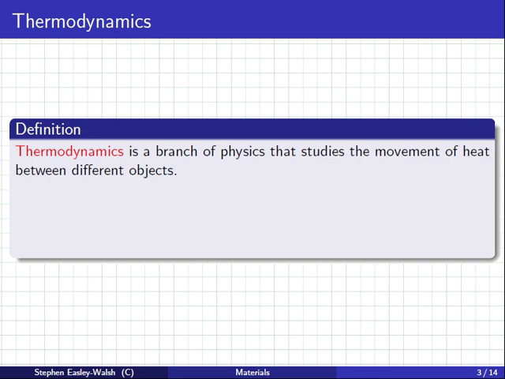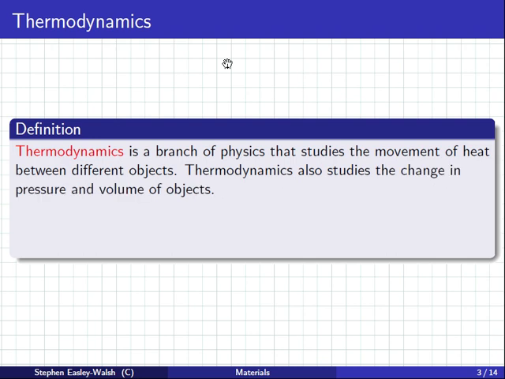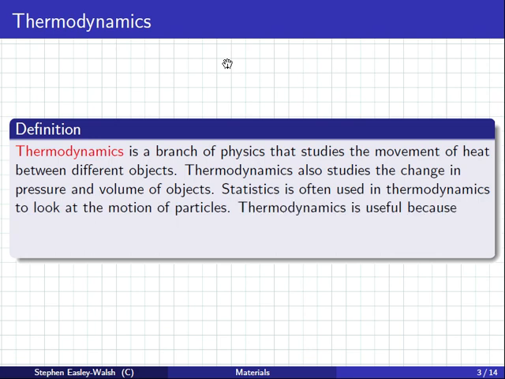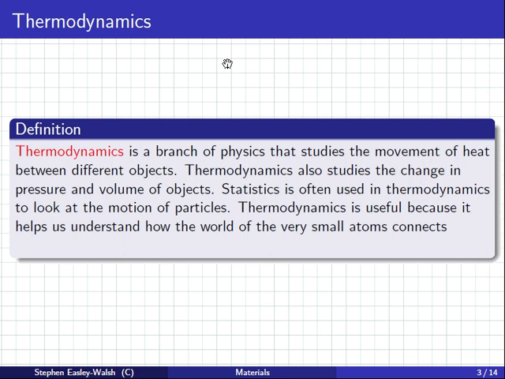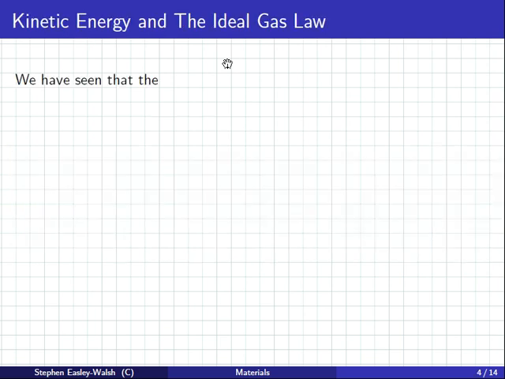Okay, got that? Yeah. Now, thermodynamics also studies the change in pressure and volume of objects, and statistics is also used. Thermodynamics is useful because it helps us understand the world of the very small in relation to the world of the very large. So, what thermodynamics is useful for is taking things like all the atoms in this table and looking at it as one system rather than many atoms. And yeah, micro to macro.